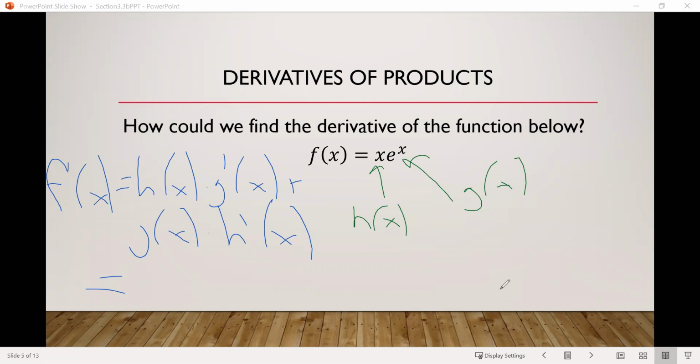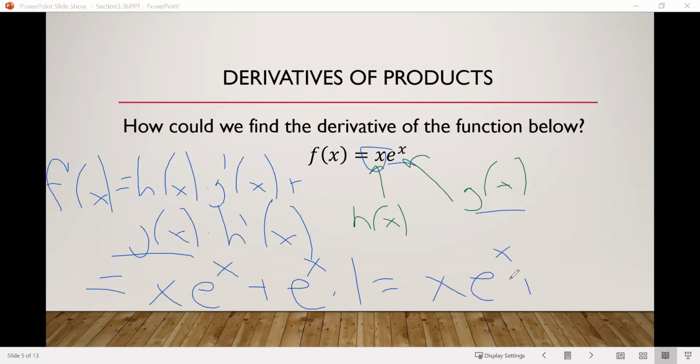So h of x, that function is just x, times the derivative of the function g there. We saw the derivative of e to the x is just e to the x, plus now our second function, g of x, so e to the x, times the derivative of the first, and the derivative of x, as we mentioned earlier using our power rule, is just 1. And if we simplify this, we get x times e to the x plus e to the x, and that'll be our derivative. Okay?